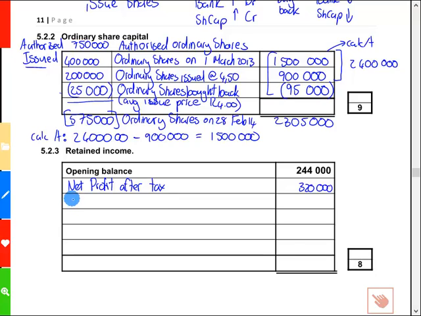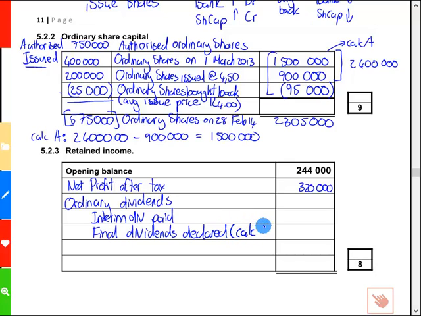Okay, so we're going to have here ordinary dividends. And we're going to have interim dividends paid and final dividends declared. Sorry, I'm abbreviating here, please don't do that. And this again is from calculation C, 143,750. Do we know what our interim dividends paid is?